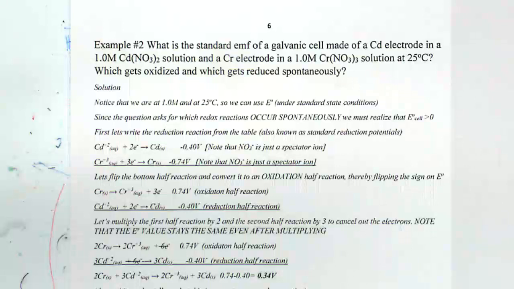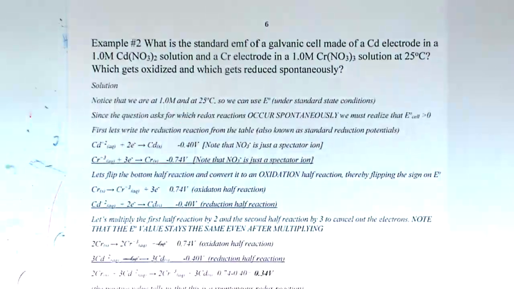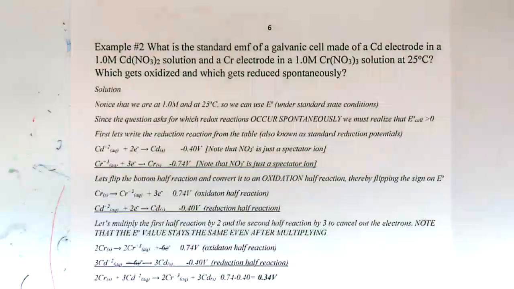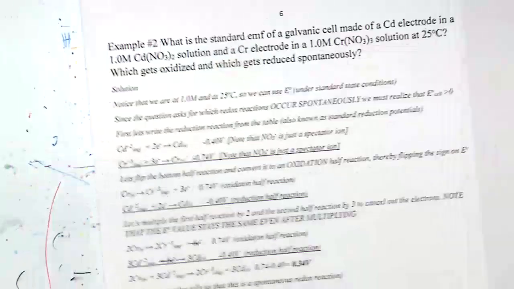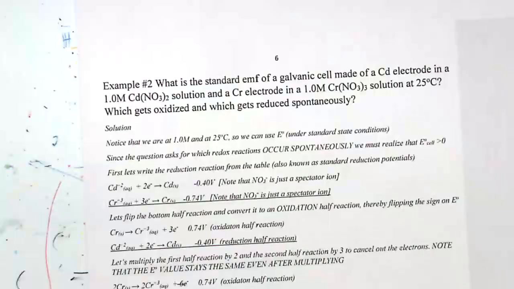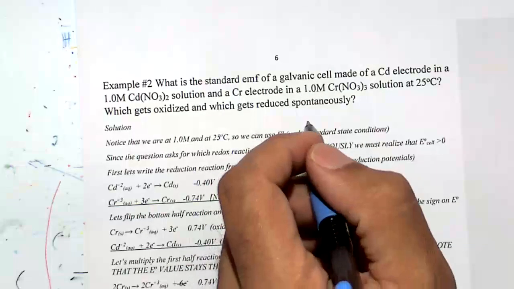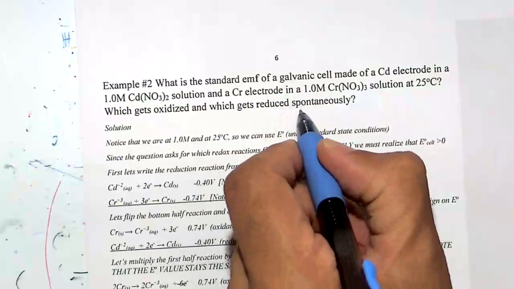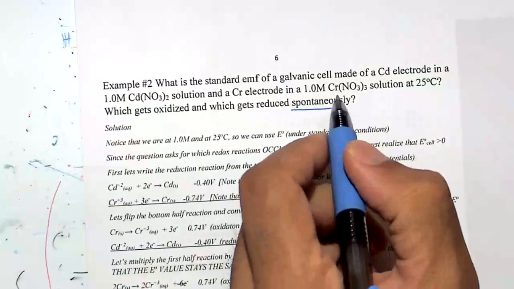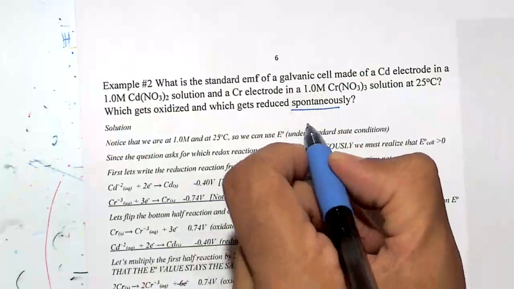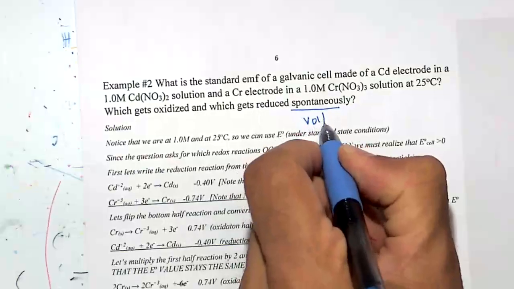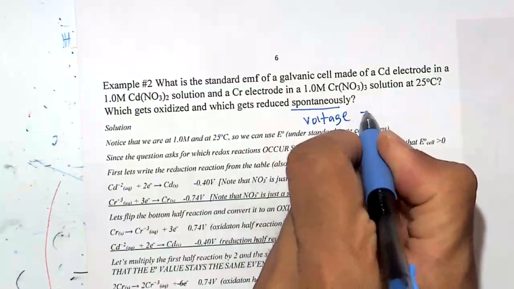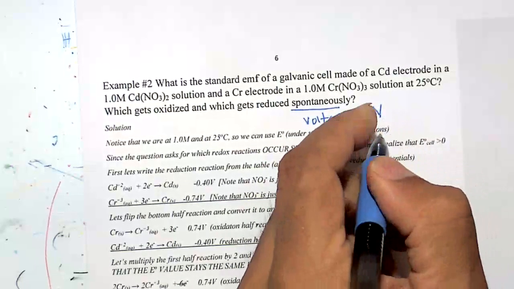Of a cadmium electrode and a 1 molar cadmium nitrate solution and a chromium electrode in a 1 molar chromium nitrate solution at 25 degrees C, which gets oxidized and which gets reduced spontaneously? Okay, so a couple of things here before we start off this problem. Spontaneously means it's going to happen on its own, and that means a positive voltage. So we want our voltage to be positive.